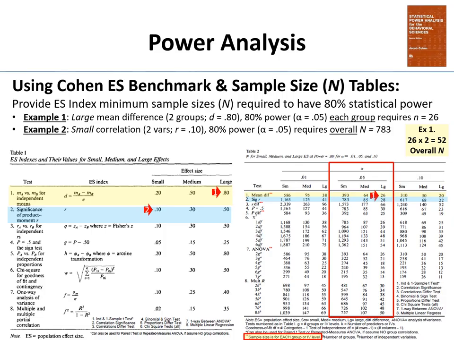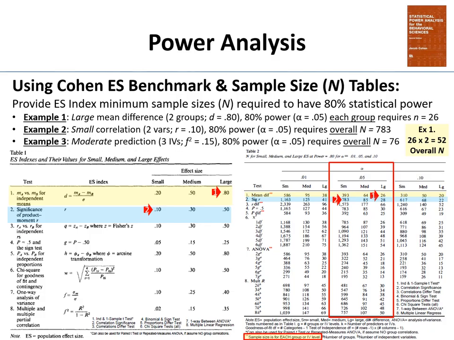And again, we're looking at small, so we go to the small column. We need 783 total participants in order to identify a small correlation with 80% power. So crazy. This is why we generally don't go for small effect sizes in studies. They require huge sample sizes.